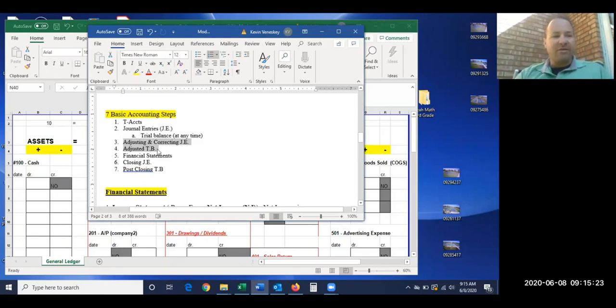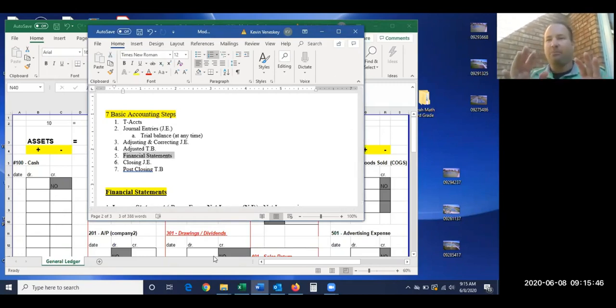And then once we have this adjusted trial balance, think of it as a final balance of all of your accounts. It tells you where you're at at the end of usually the month or the end of the year. Once you have all of your accounts, you put them in nice, neat statements. And that's what we're going to do today. We're going to look at those financial statements, that end product that we send off to our customers.